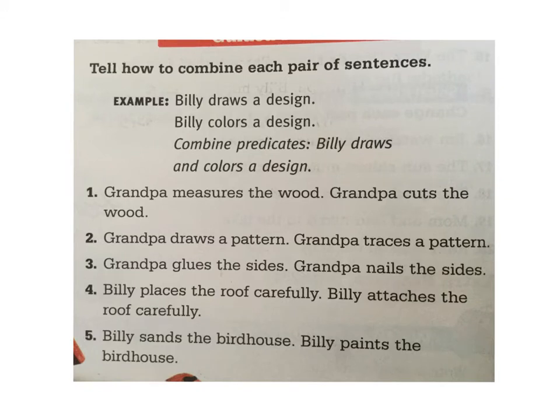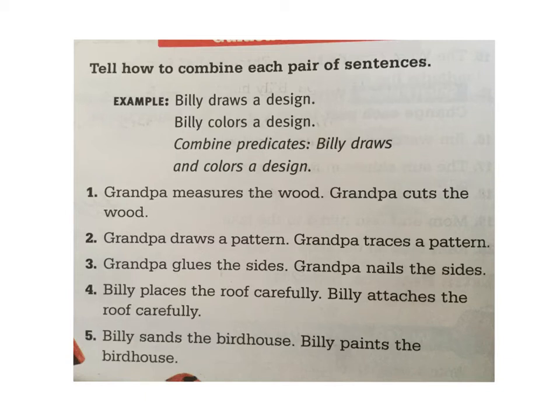Okay, look at the top example. Billy draws a design, Billy colors a design. In our writing, we try not to be so repetitious because it's boring to read when it keeps repeating. So we're going to combine these two sentences. The words that are repeating are Billy and a design, so we're only going to use that once. Then we're going to combine the two verbs, draws and colors, and separate them with the word and. So that sentence would be: Billy draws and colors a design.